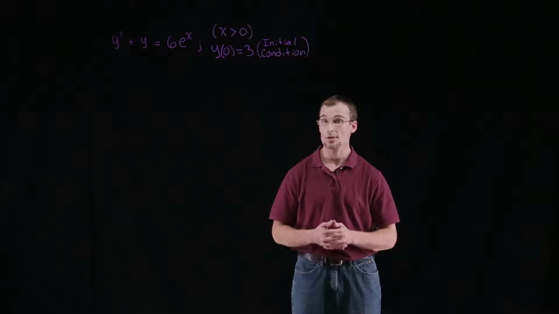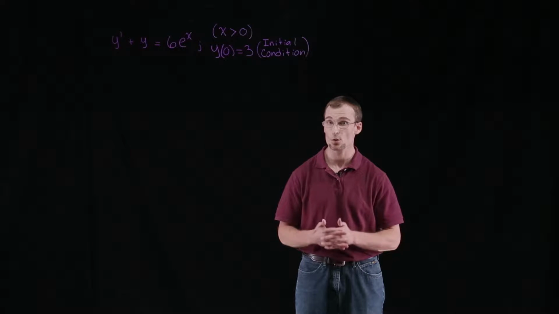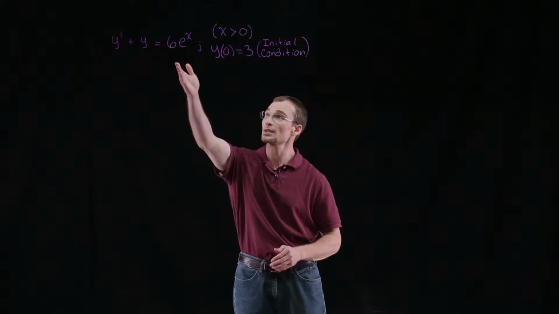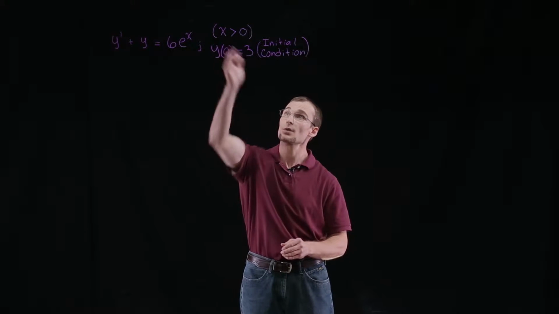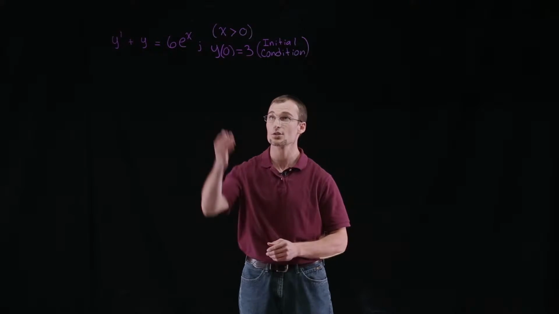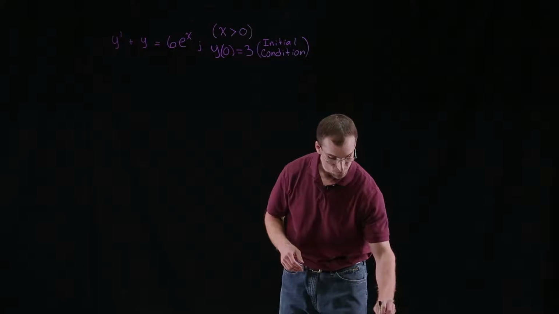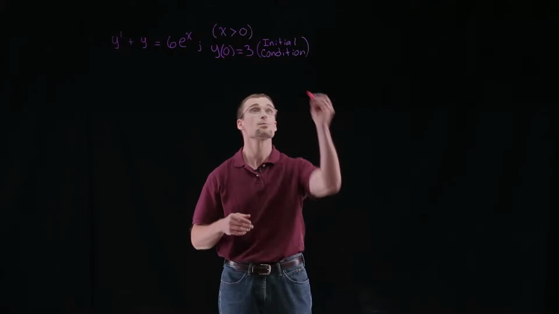In this problem, we're going to be finding the particular solution of the first order linear differential equation y prime plus y equal to 6 times e to the x for x greater than 0 that satisfies the initial condition y of 0 is equal to 3. So before we get started, let's start with a few things that we know.